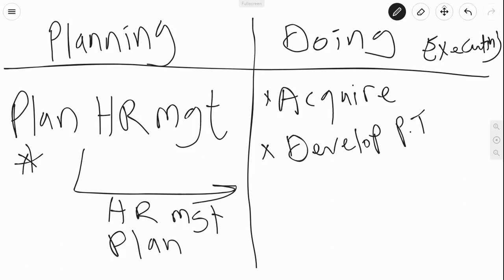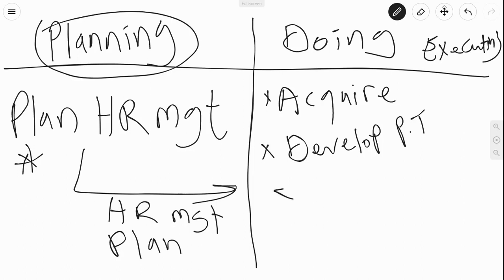How do you know how to develop the team? It's from your human resource management plan. But you don't want to wait till you get to develop project team before you actually plan how you're going to do it. So the name of the game is pretty much all about intentionality. You have to be intentional, right? First, planning, and then doing.